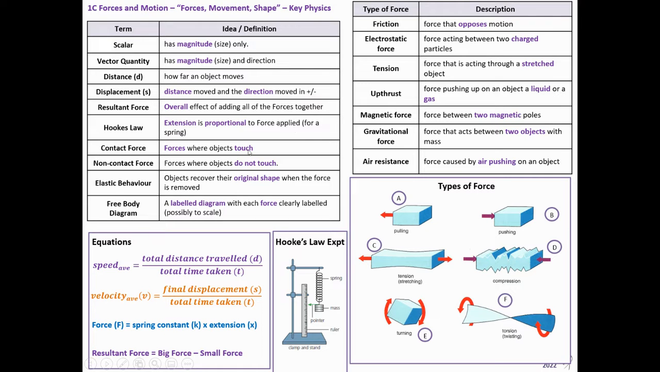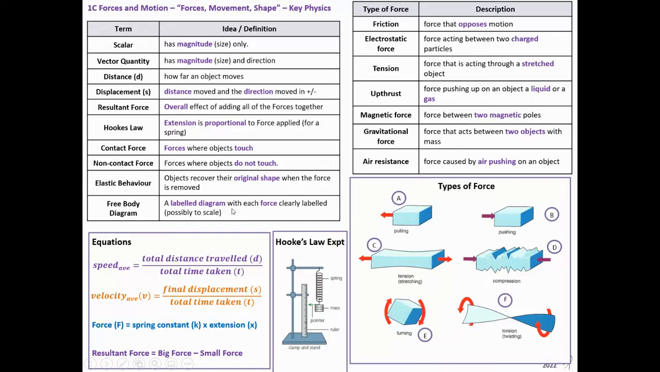Contact forces, so where objects touch. Non-contact forces, objects don't touch. So could be forces created from gravitational fields, magnetic fields, electrostatics. Elastic behavior, so when a spring is deformed and then it returns to its original size.